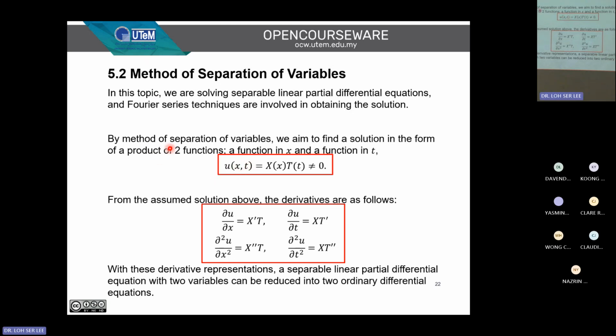By the method of separation of variables, we aim to find a solution in the form of a product of two functions, X times T. So we aim to have the solution as this product function, but it cannot be zero. We do not want our solution to be zero. So from the assumed solution above, we assume our solution is the product function of X times T.